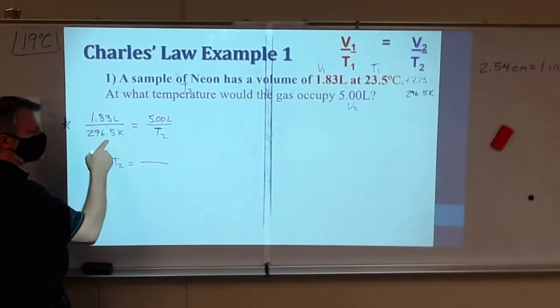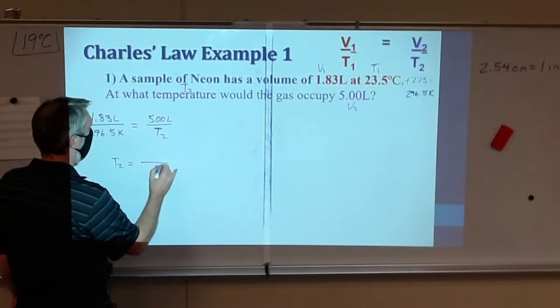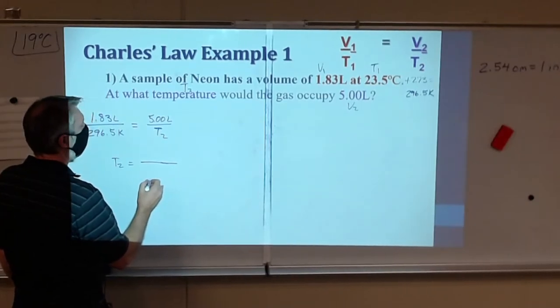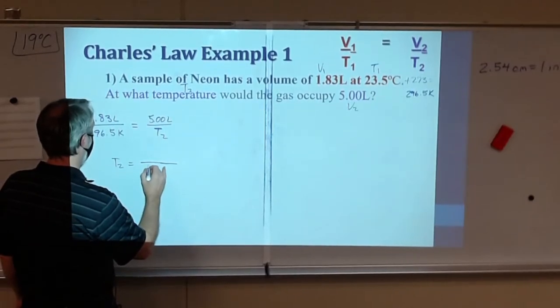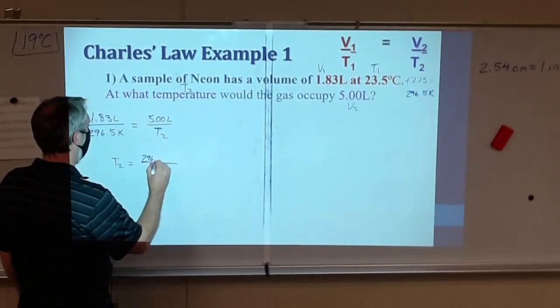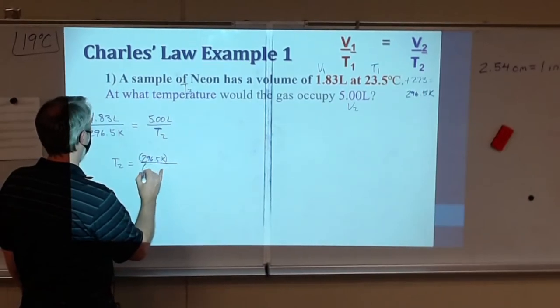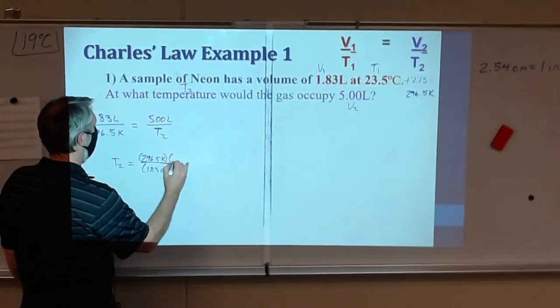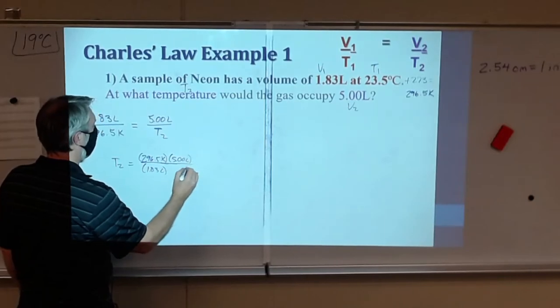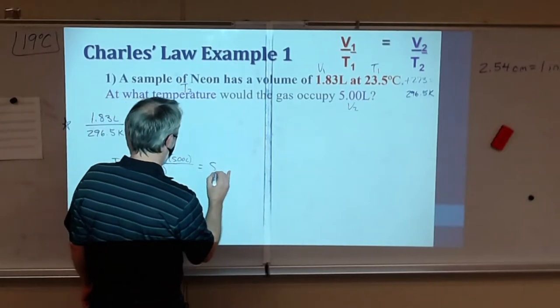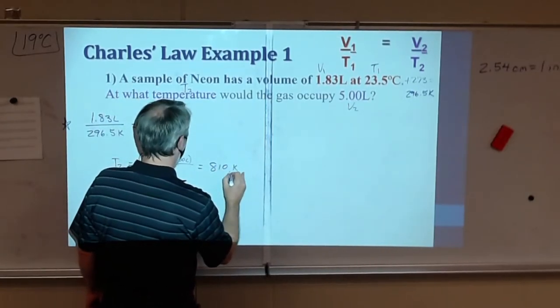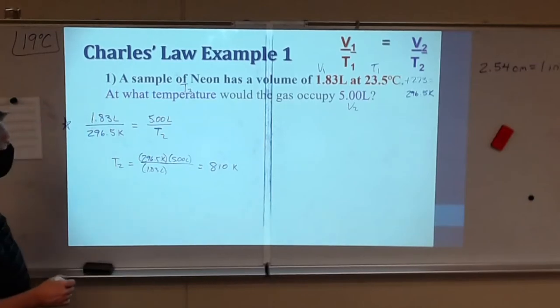So I wrote it out like V1 over T1 equal to V2 over T2. And then I multiplied T1 by V2 and I got 1482.5. And I divided by 1.83. There you got it, so that's right. And what'd you get? 810.11. Okay, I got the same thing, but I did something different.